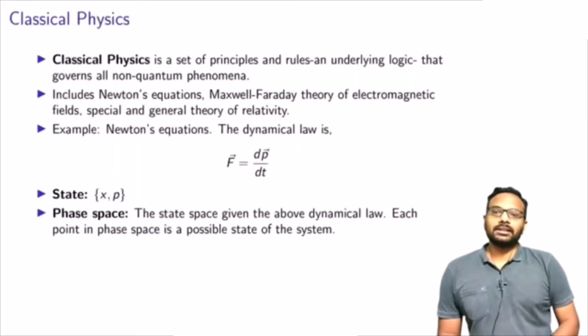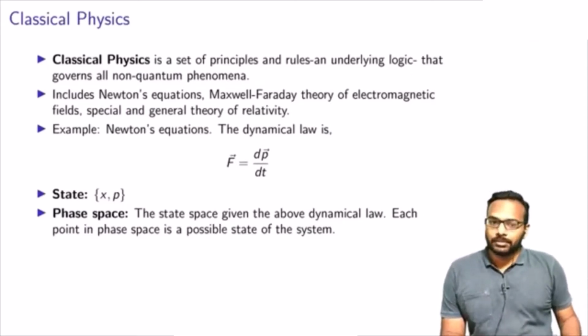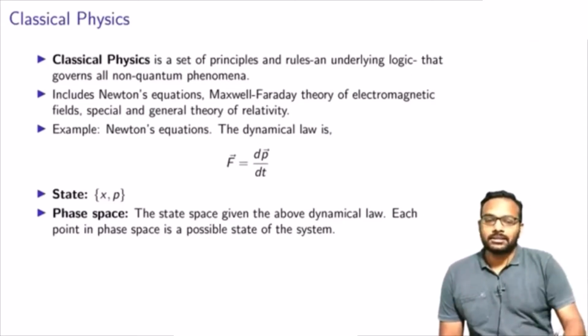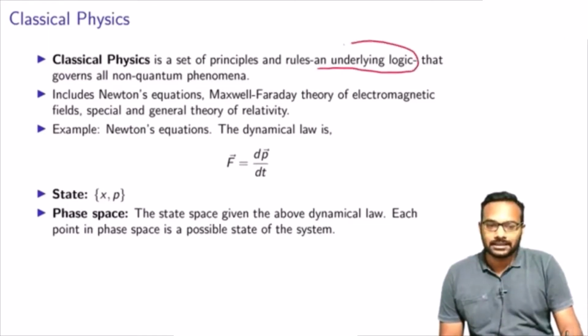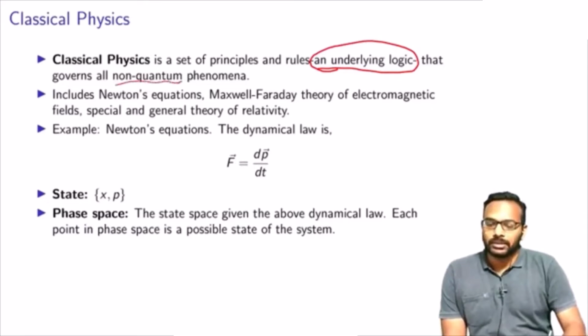We'll start with a peek into classical physics. Classical physics is a set of principles and rules, all right? It's actually an underlying logic. Okay, you have to understand this. By classical mechanics, we mean an underlying logic. It's a logical framework that governs all non-quantum phenomena. Okay, all non-quantum phenomena. So you might wonder why we start quantum mechanics before going to classical physics, right?